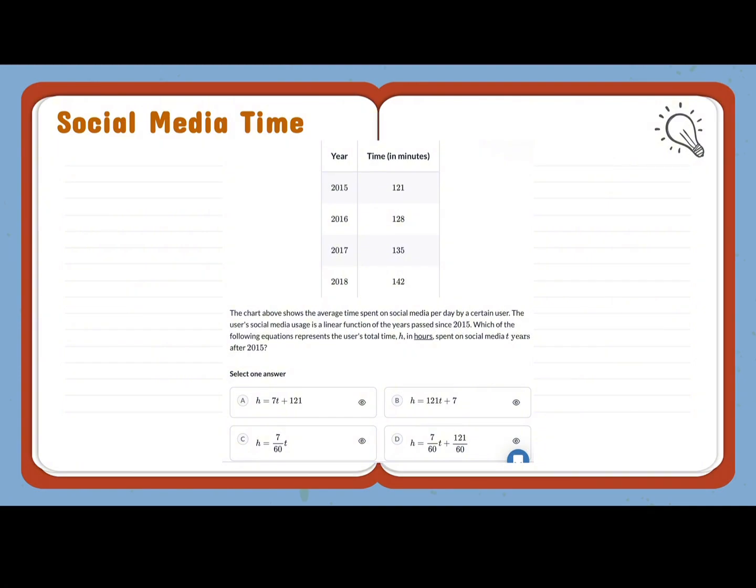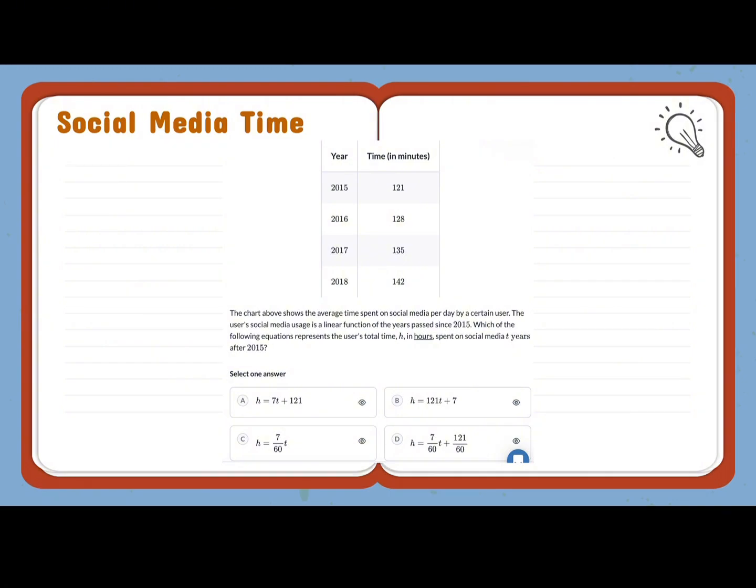Now, you have to be very careful because they say hours. We want the equation in hours, which greatly changes our answers. Because if you just look on the chart and you take that as face value, you think the slope is 7.